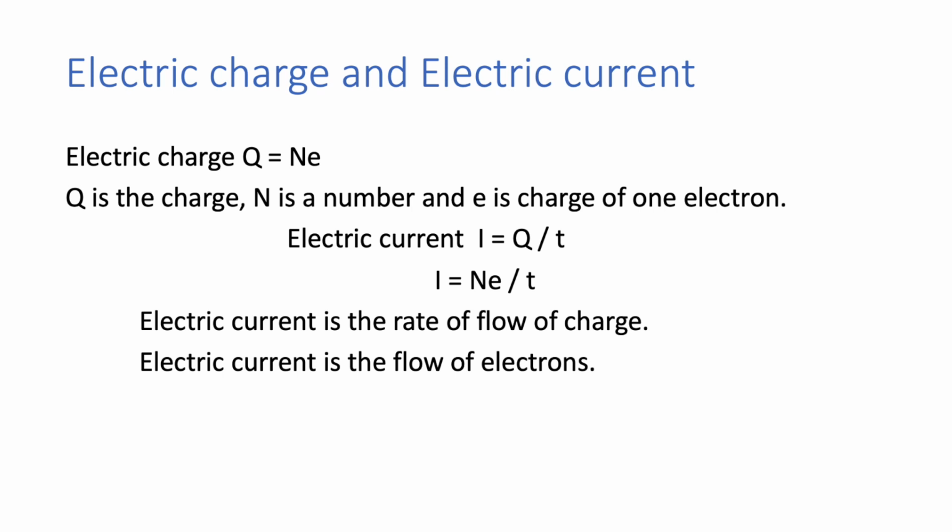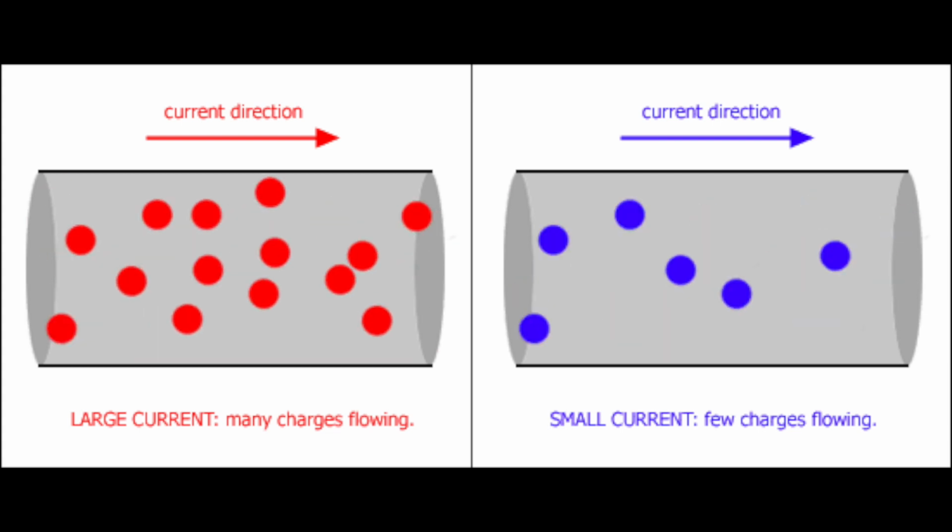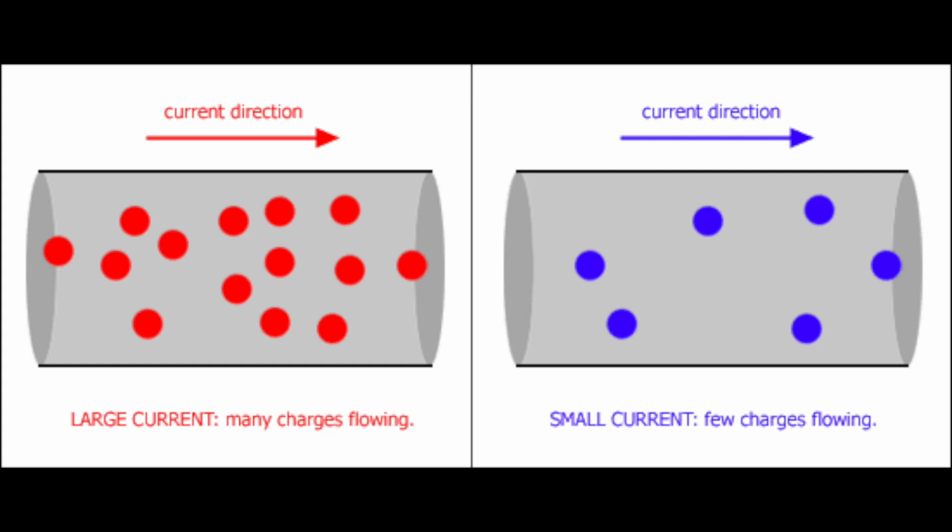Now, electric current is defined as the amount of charge flowing in unit time. So electric current I is equal to Q divided by T. That is, I is equal to n e divided by T. So we can say electric current is the rate of flow of charge. Also we can say electric current is the flow of electrons because charge means a group of electrons. If a large number of electrons flow through a conductor, the current in the circuit will be high.